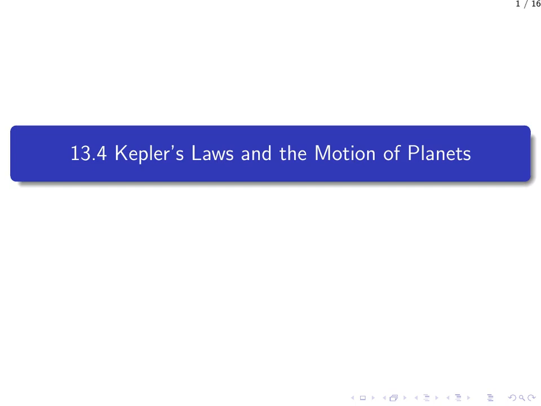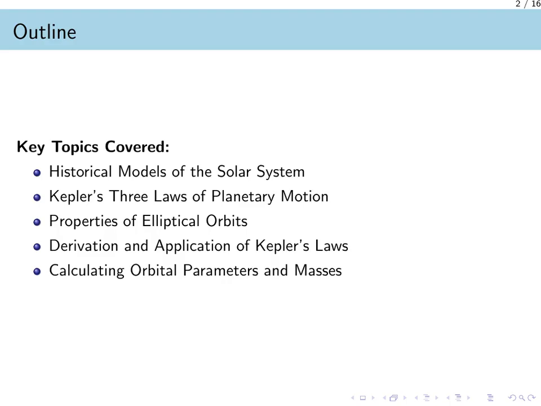13.4 Kepler's laws and the motion of planets. The outline of this video is as follows. We will start by setting the stage, exploring some of the early historical models that humans developed to describe the solar system, such as the geocentric and heliocentric views. This historical context is essential for appreciating the breakthrough that followed.